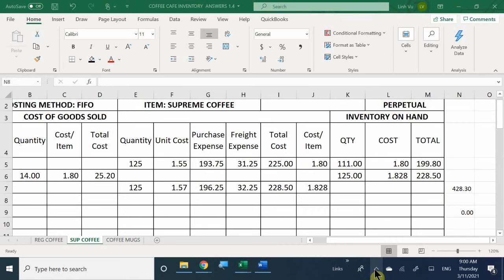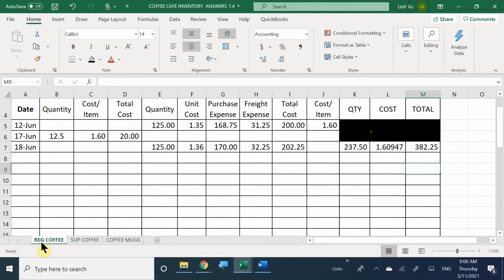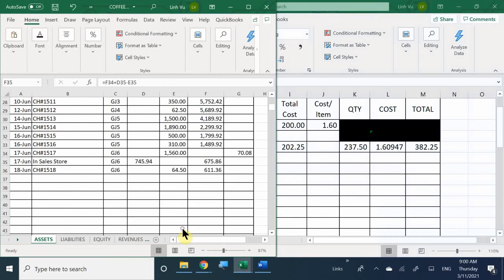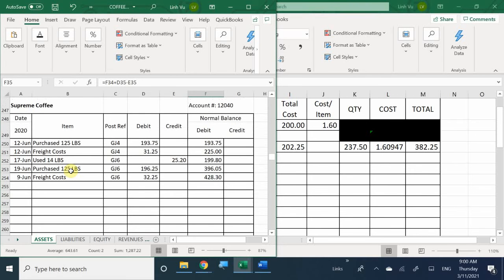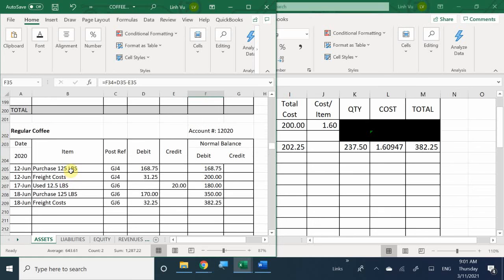Compare it to the ledger. So in this case, Supreme Coffee is 428.30 because I just added it on the side. Where my regular coffee should be 382.25. And where do we see those numbers? If it matches your ledger, so I'm going to scroll down to my regular coffee. Here, Supreme Coffee is 428.30, which is correct, and my regular coffee is 382.25. So that means I did my inventory worksheet correct.